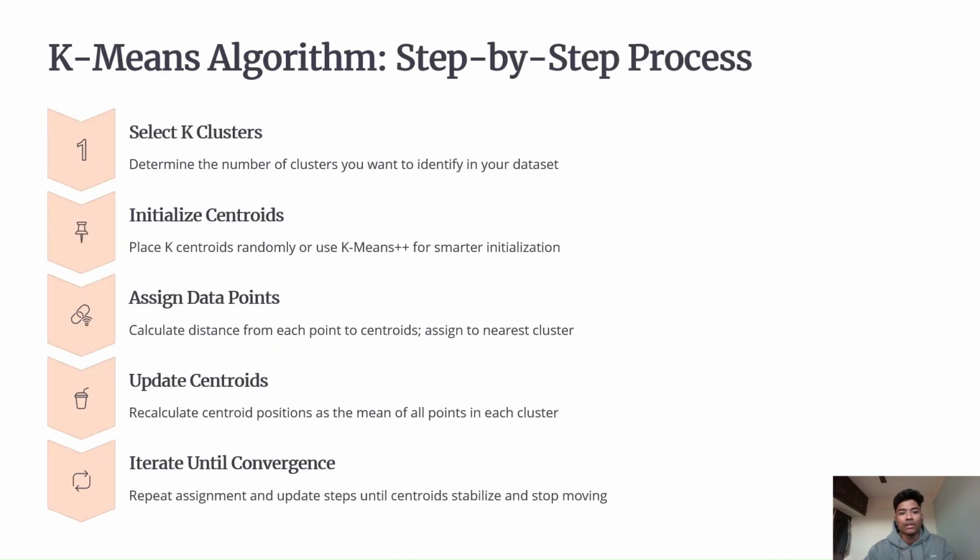Now, the k-means algorithm step by step. K-means is one of the simplest and most popular clustering algorithms. Here's how it works. Choose k, the number of clusters. Initialize centroids randomly or through k-means plus plus. Assign points: each point goes to the nearest centroid. Then update centroids: take the mean of the points in each cluster. Repeat until the centroids stop moving. The iterative process continues until the clusters stabilize.